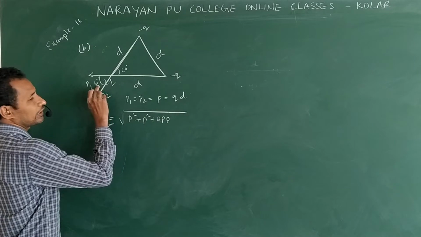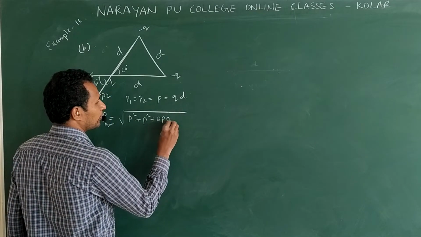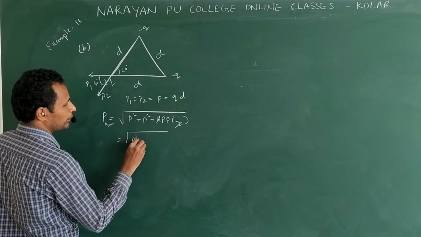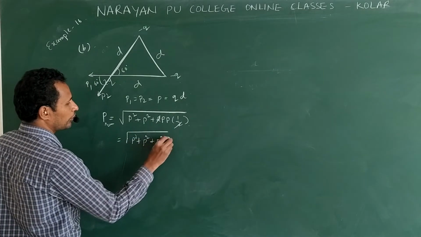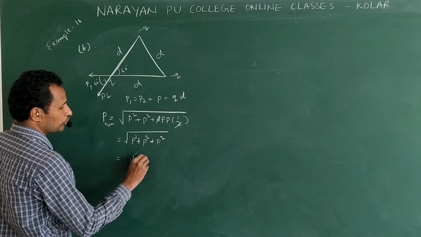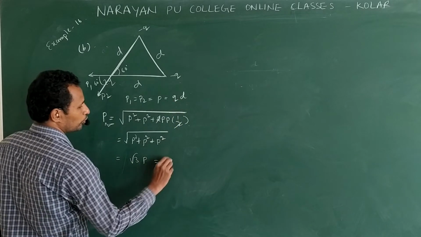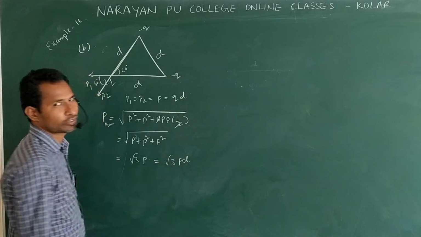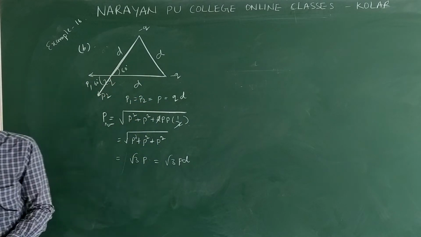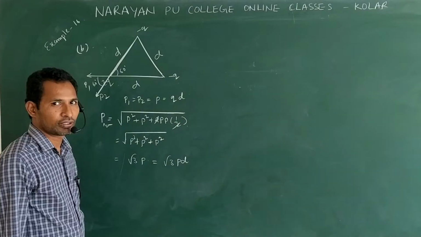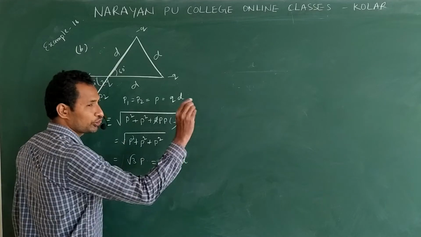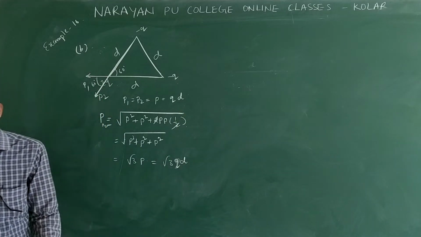2P square. What is the angle? Cos 60. Cos 60 is 1 by 2, cancel. This is P square plus P square plus P square. This is 3P square, so root of 3P square. This we can write as root 3 P. What is P? QD. So root 3 QD. So this is the net dipole moment of the given system of charges. Now, sorry, here it is not P. Here it is QD.